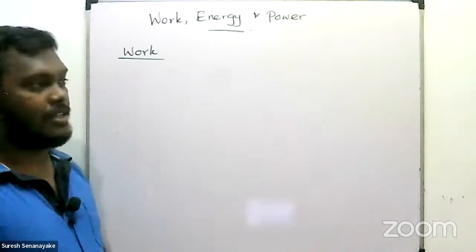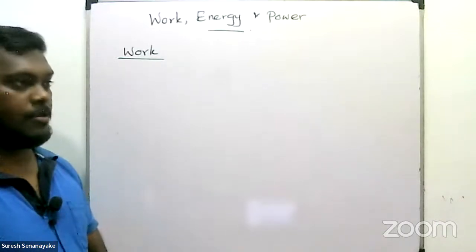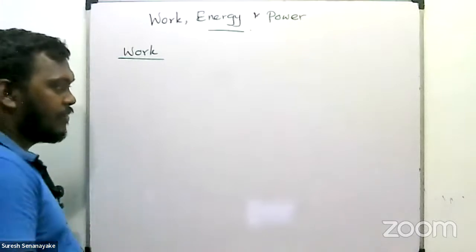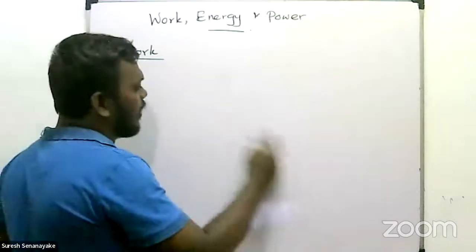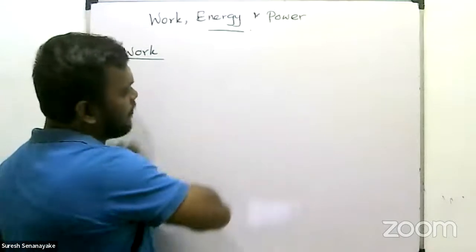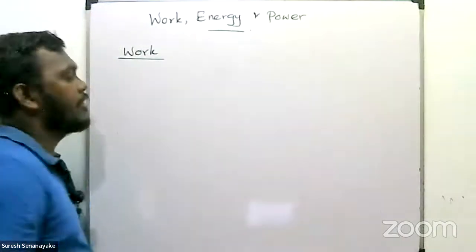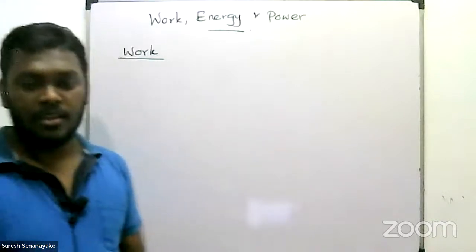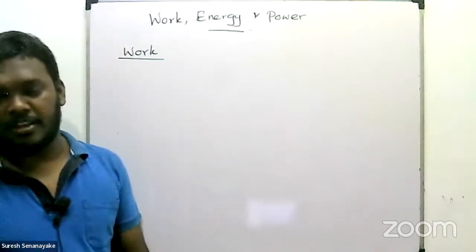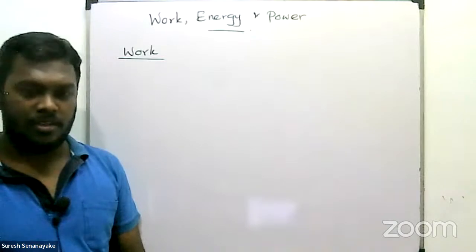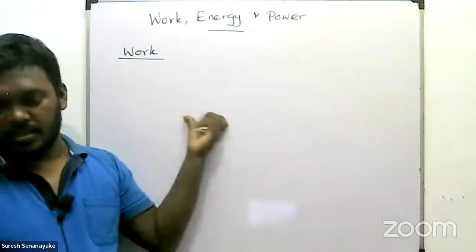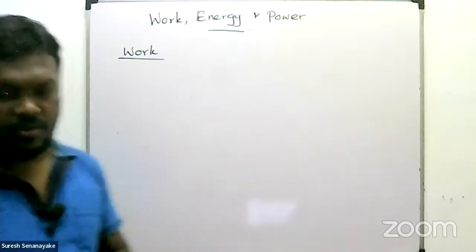Then the work is the form of energy when it transits from one body to another body. And also, mathematically, we can write that work is the product of the force applied and the displacement under that force of the body, right? Displacement into the force, that we can write as work done.